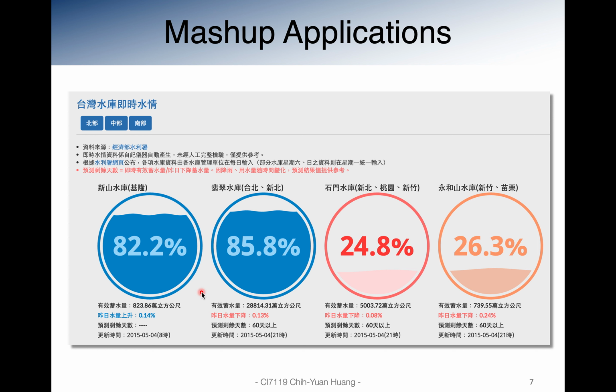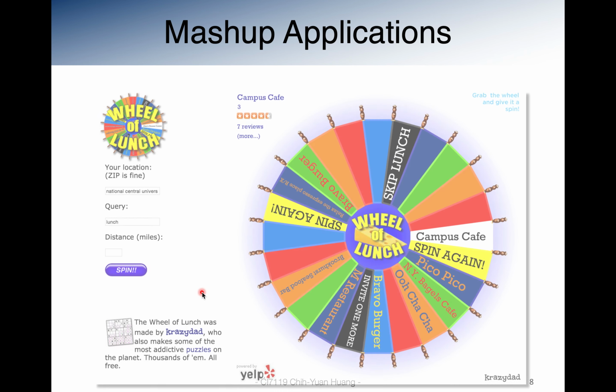That's also a mashup application, because it collects open data from the government websites, and also utilizes some tools and uses those tools to visualize the information.